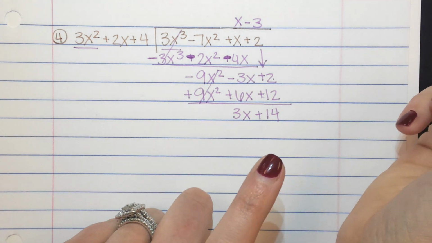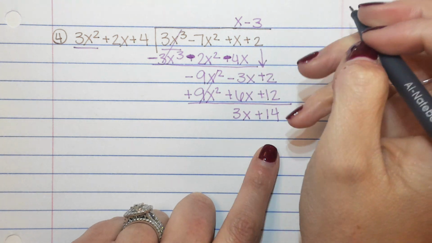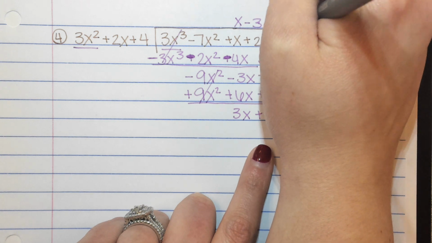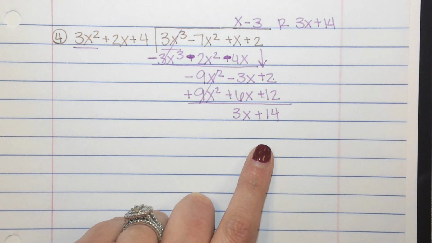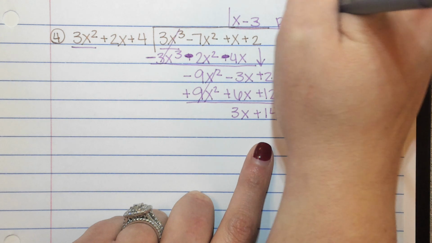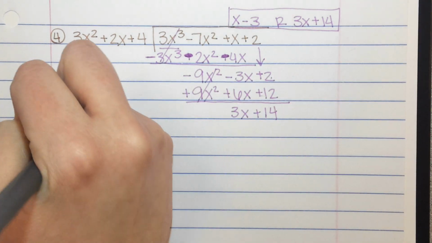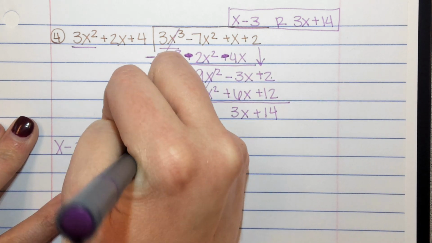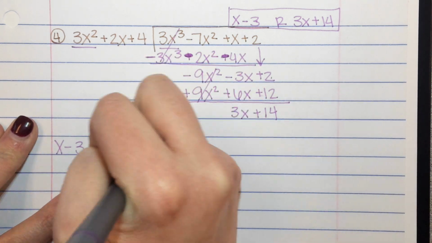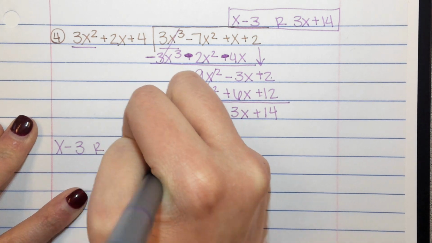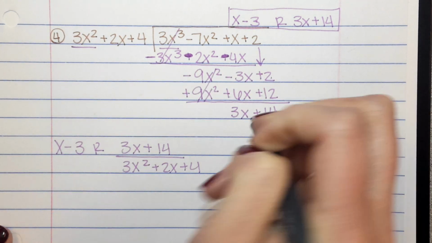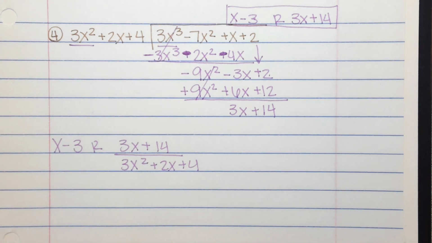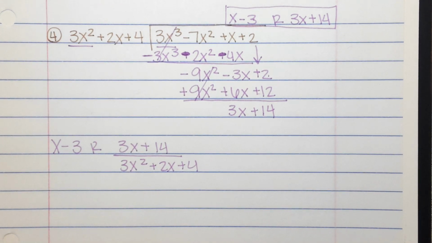And there's nothing else I can do. I'm to the end. So that means my answer is x minus 3 with a remainder of 3x plus 14. Okay? Now, you could write that out as x minus 3 with a remainder of 3x plus 14 over 3x squared plus 2x plus 4. Okay, obviously that's more work. If Math Excel wants you to type it in that way, that's how it works. But that's just what it would look like.